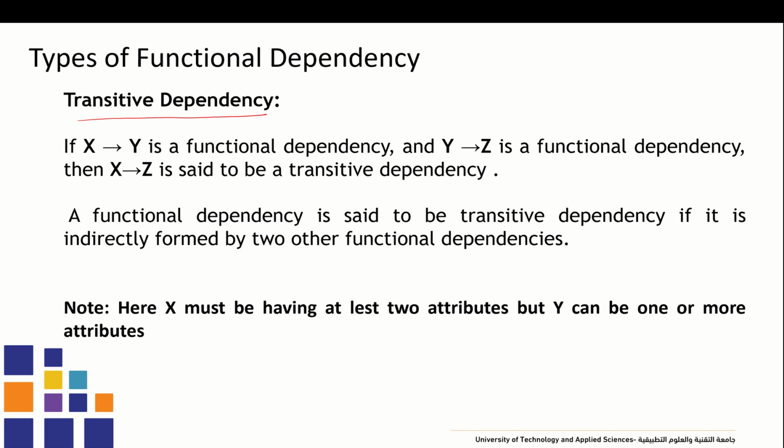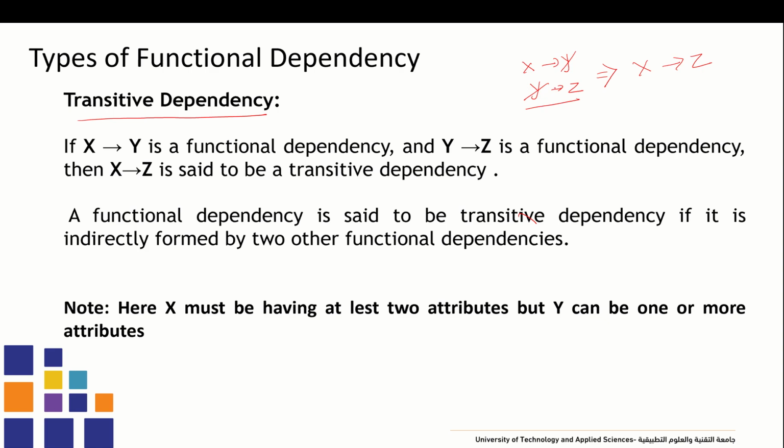Okay, then the last type is called transitive dependency. Transitive dependency means suppose you have functional dependencies X determines Y and Y determines Z. Okay, you have two functional dependencies, X determines Y and Y determines Z. You are able to derive a new functional dependency from these two. You are able to derive a new functional dependency, X determines Z. So whenever functional dependencies allow you to derive a new functional dependency, that functional dependency is called a transitive dependency. For example, see, you have already X determines Y.